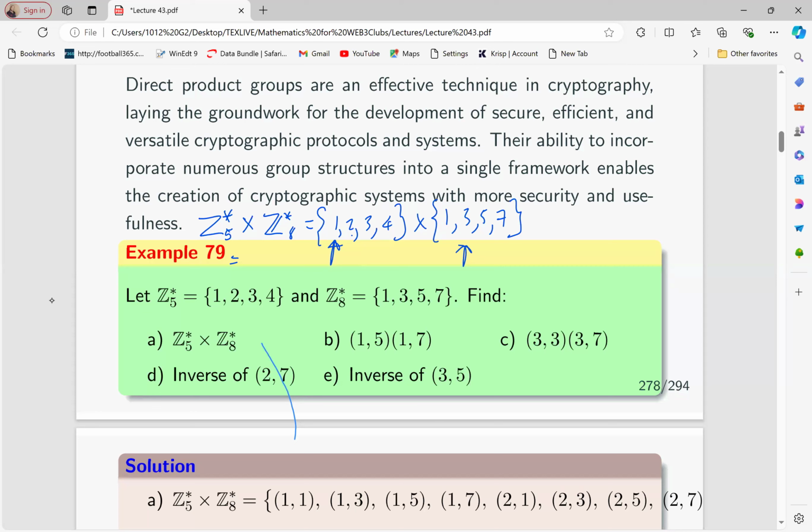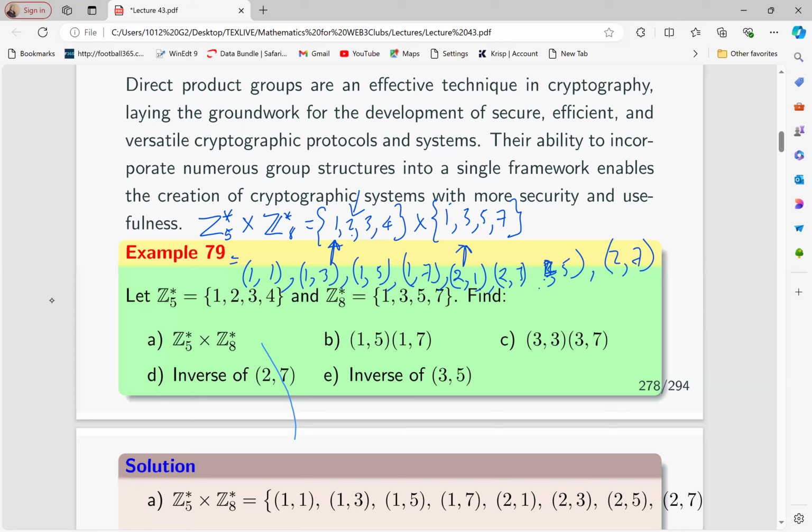So I begin with 1. So 1 combines with this 1. That is an element of this group. And then 1 combines with 3. Then 1 combines with 5. Then 1 combines with 7. I'm done with 1, so I go to 2. This 2 combines with every element of Z8. So I'll have 2 combining with 1, then 2 with 3, 2 with 5, and then 2 with 7.